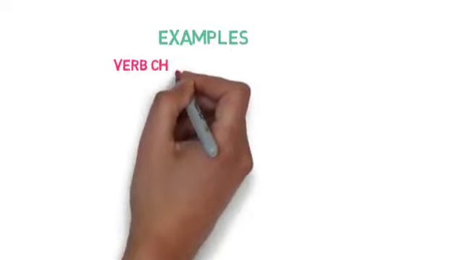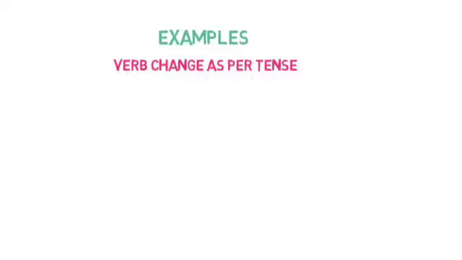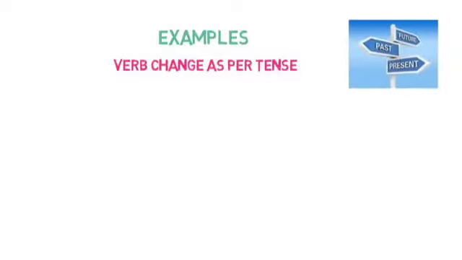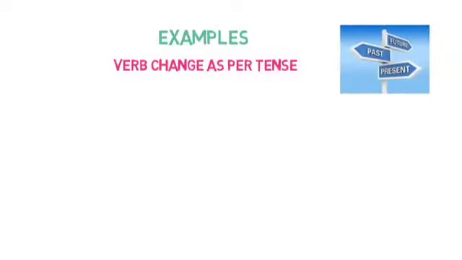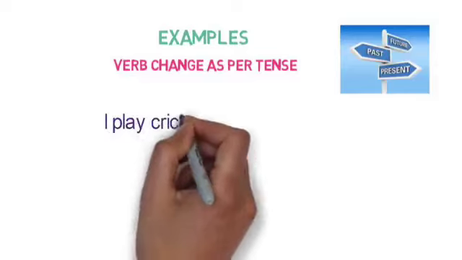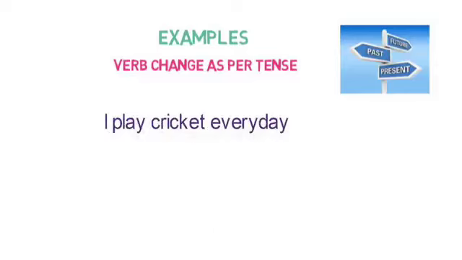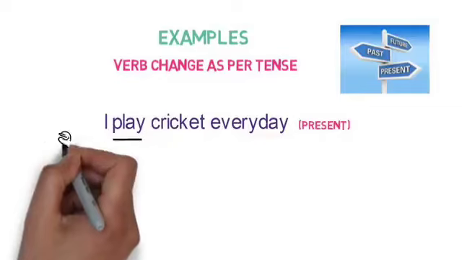Examples of verbs that change as per tense, that is, whether the sentence is in present tense, past tense, or future tense. I play cricket every day. This sentence is in present tense. Here the verb is play.